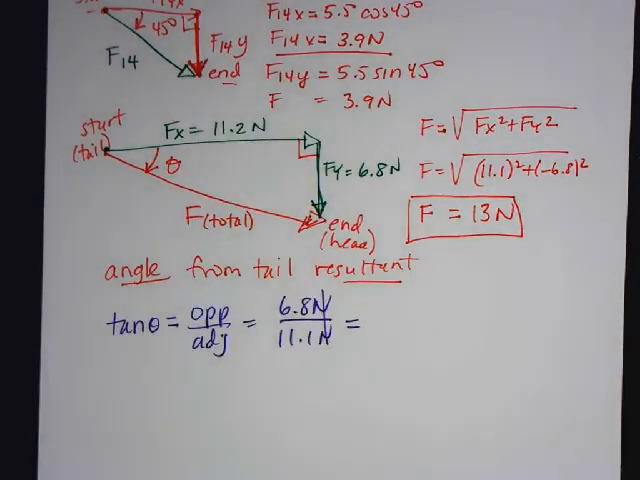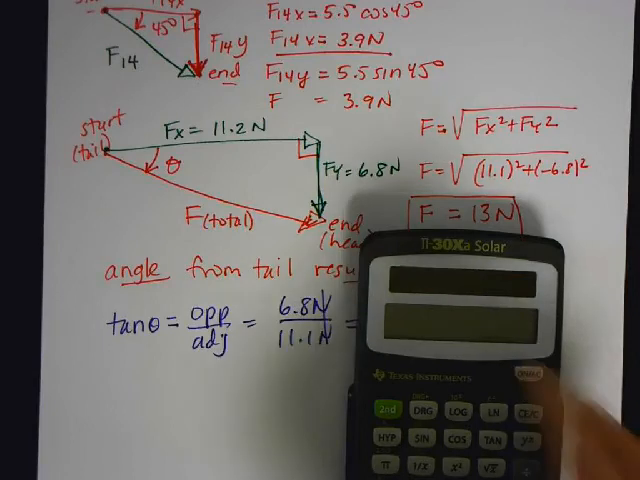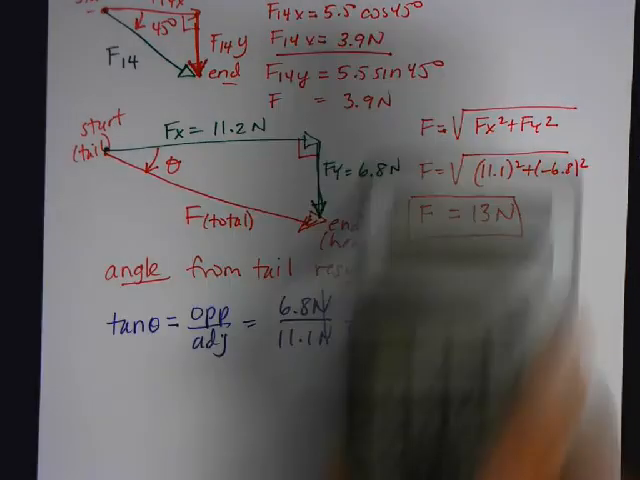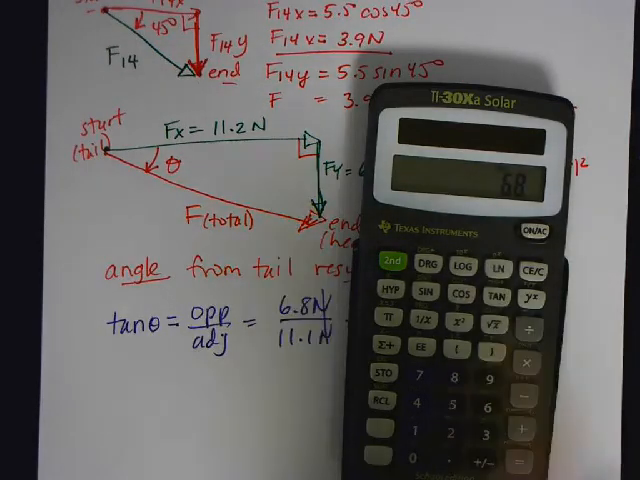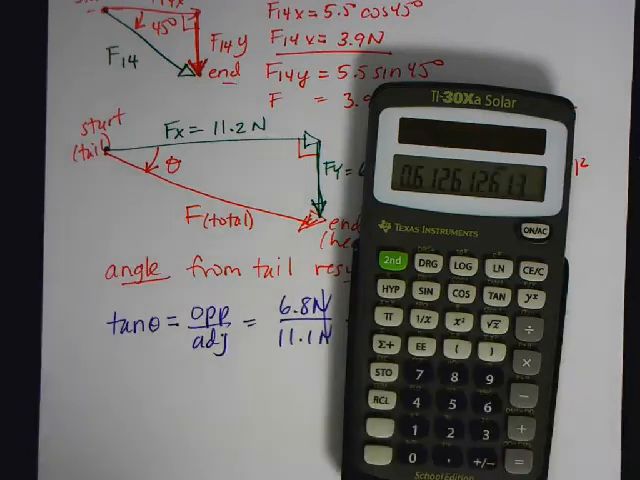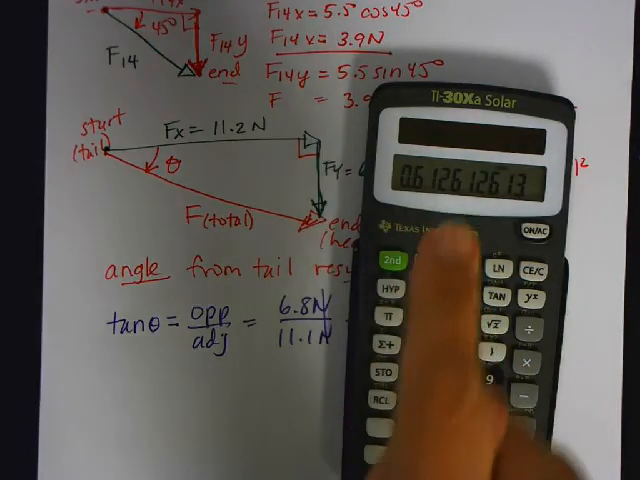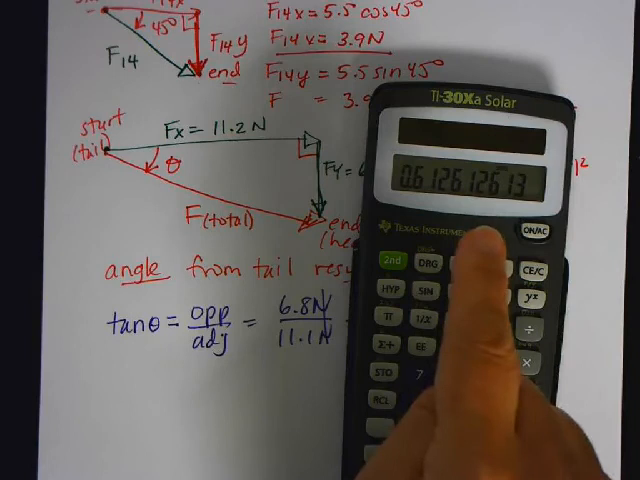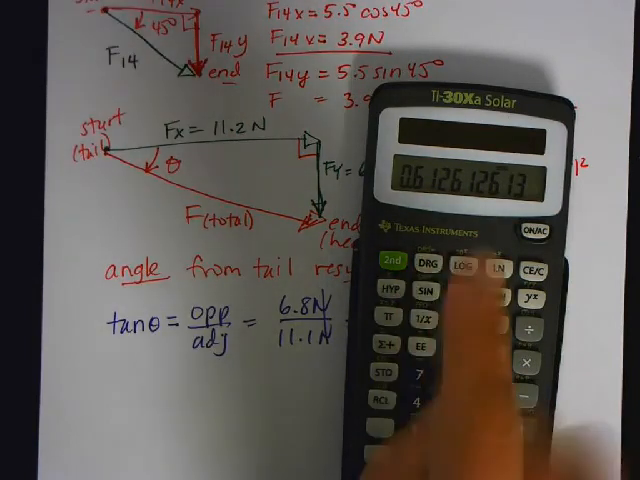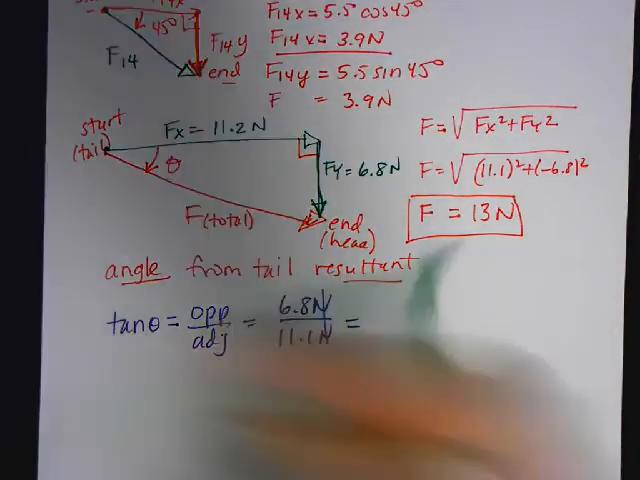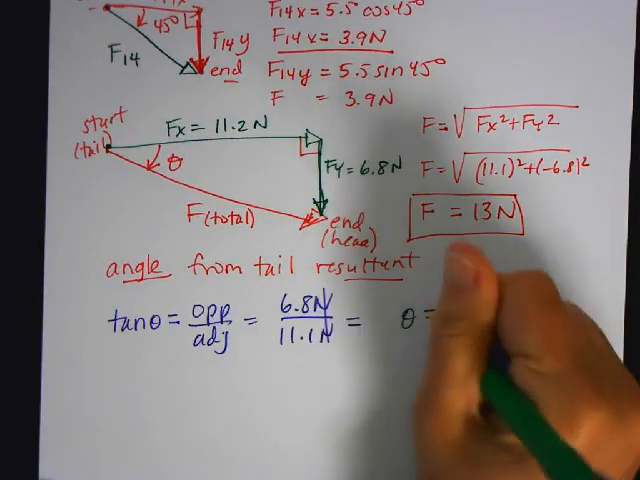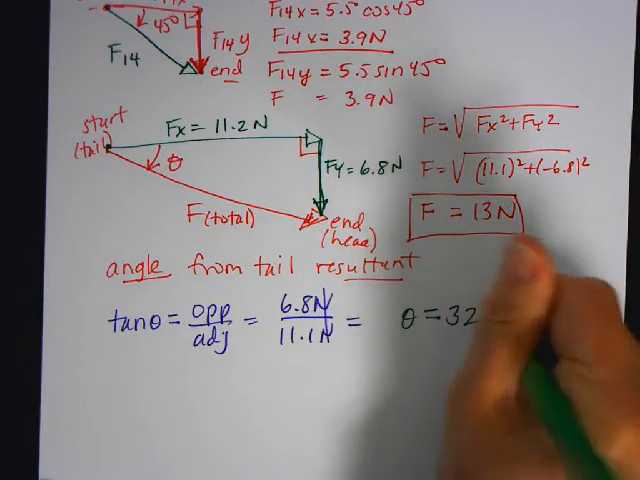So now remember, this is where some of you mess up on your calculator. What we're going to do on our calculator is press 6.8 divided by 11.1 equals. But that is the tan of the angle. Remember, I don't want the tan of the angle, I want the angle. So then I press second tan, and it gives me the angle there. So theta comes out to be 31.49, so I'm just going to round it to 32 degrees.